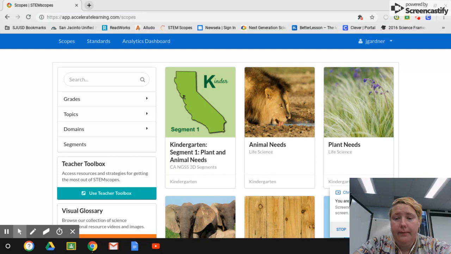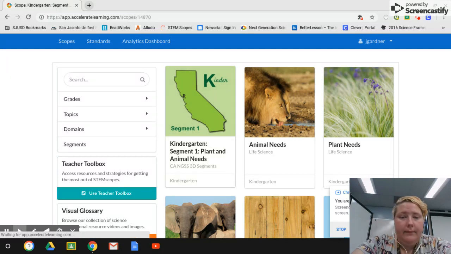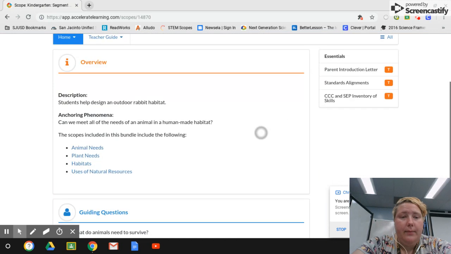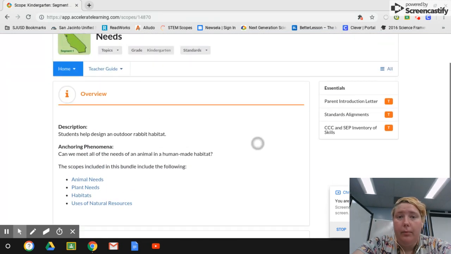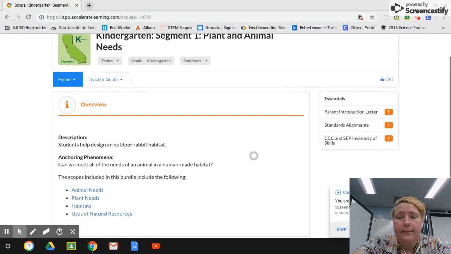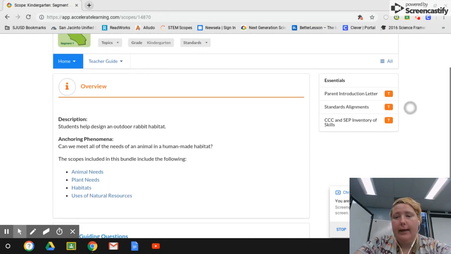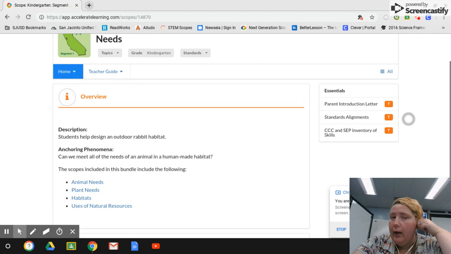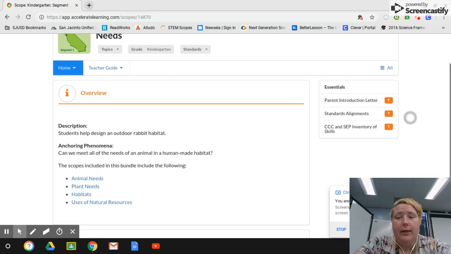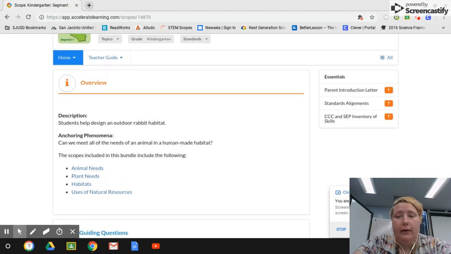So if I go into a segment, you have some information that can help you get prepared for teaching this to your class. You have your standards alignment over here on the right-hand side that will help you better understand which of the NGSS standards, and even in some cases, which of your Common Core standards can be addressed through this unit.